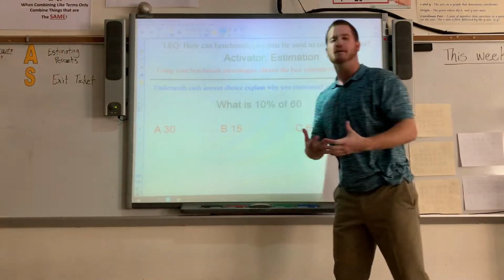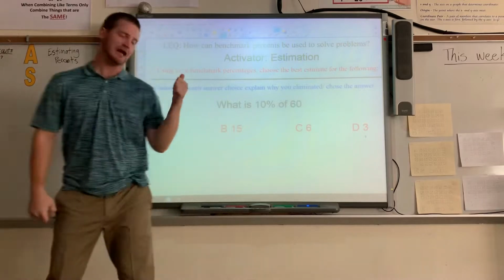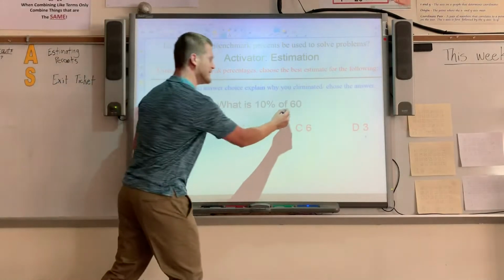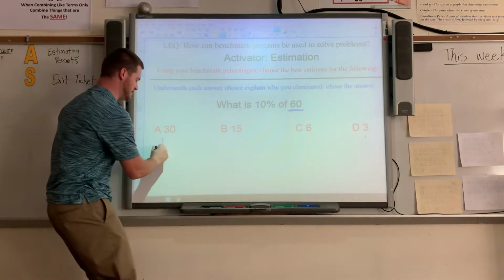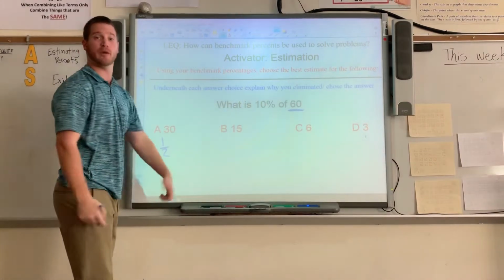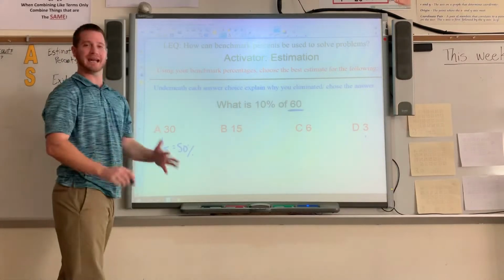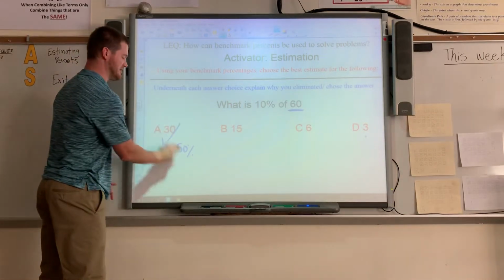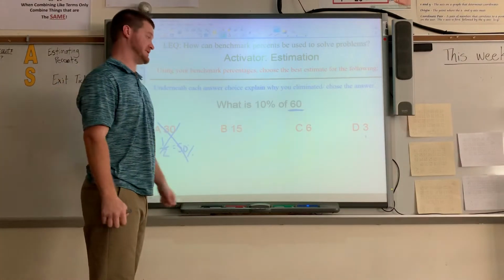All right, so hopefully you paused the video and you're not just flying through it. Let's use some estimation. So when I look at A, we're dealing with 10% of that number right there, 60. Well, I know that 30 is 1/2 of 60, and we know that 1/2 means 50%. So we know it's not A because 30 is literally 1/2 of 60, so 30 is 50%. Way too high for 10%.